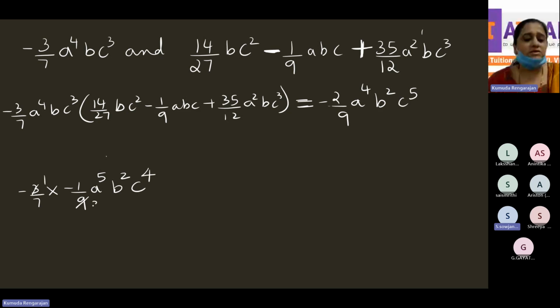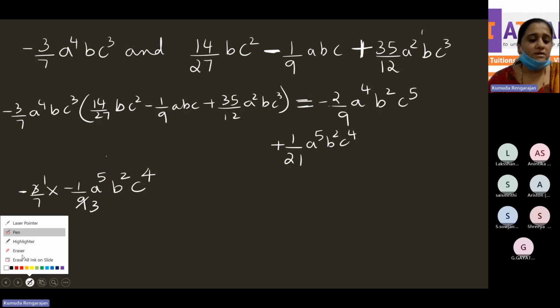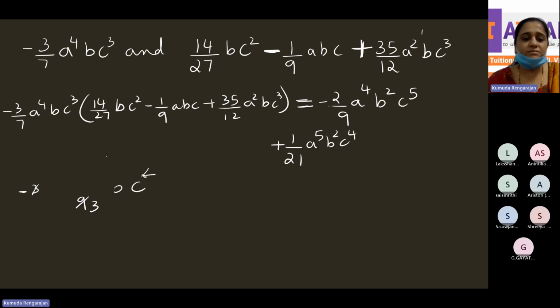3 ones are 1, 3 threes are. So positive 1 by 21, correct. Minus into minus is plus. So plus 1 by 21, a to the power 5, b squared, c to the power 4. Very good, Saujanya. Thank you. Yes, Surya, tell me.